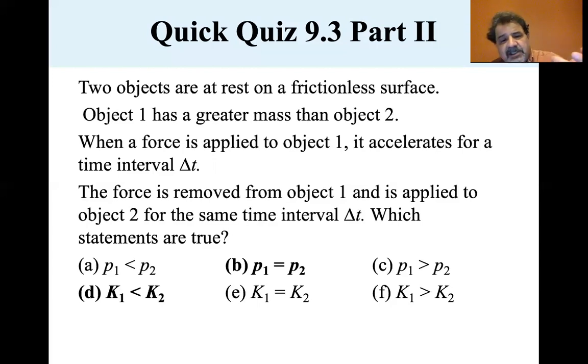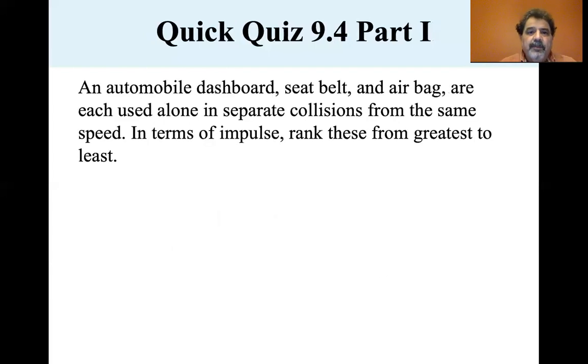The same impulse is applied to both, so P1 is equal to P2, but object 2 has a larger acceleration due to its smaller mass. Therefore, the distance object 2 covers in the time interval is larger than for object 1. As a result, more work is done on object 2, and so K2 is greater than K1, which gives us D: K1 is less than K2.